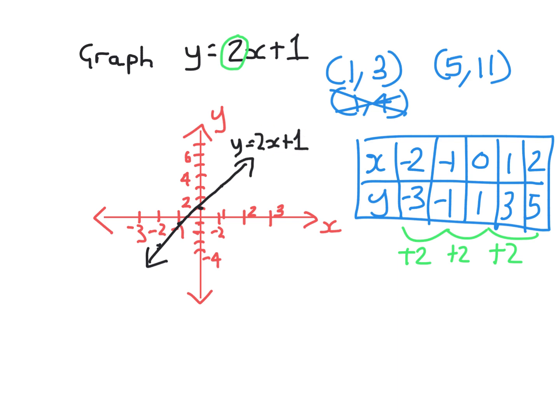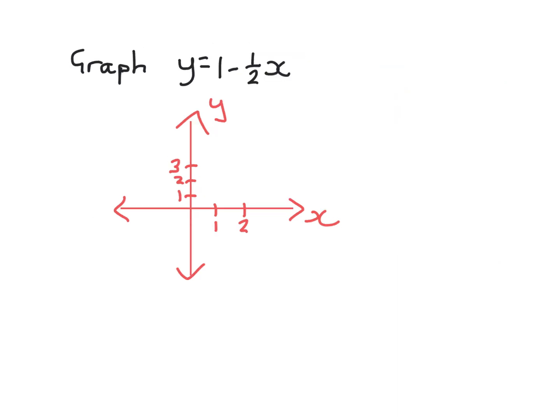All right, now we're going to graph another line, and I'm going to show you a quicker way to graph that you may or may not like to use. So we're going to graph y equals 1 minus a half x. Now you could, just like on the previous slide, draw up a table of values if you like. There's no problem with that, but there is a faster way.